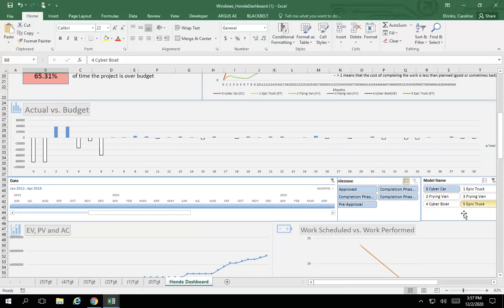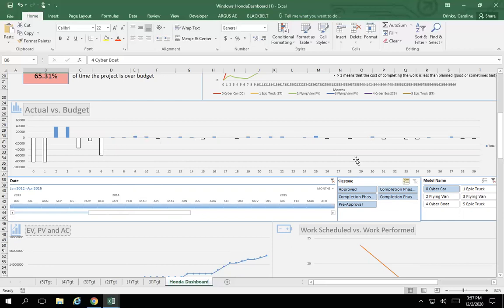So looking at the first graph above our selections, it is the actual cost versus the budgeted amount comparison. If the data is under budget, we see a blue bar and a positive amount. If it's about right on budget, it's right even with that 0 line. And if it's over budget, we see the white bars and negative values showing us how much over budget we are.